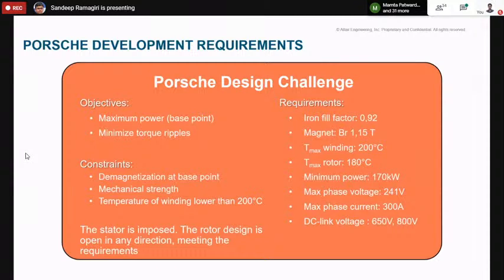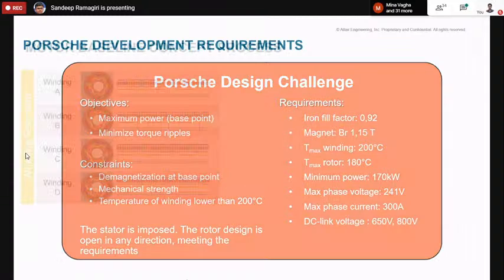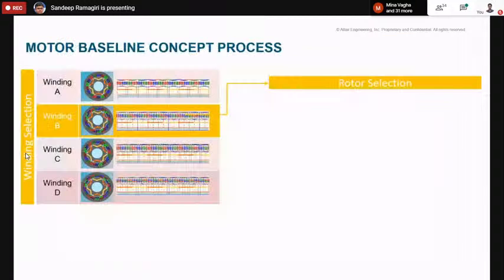And you can see the objective was electromagnetics. And if you look at the constraints, we also have the mechanical, right? So that's why we are calling it a multi-physics optimization. And from the baseline design winding configuration, we have used Flux Motor to feed the winding configuration.